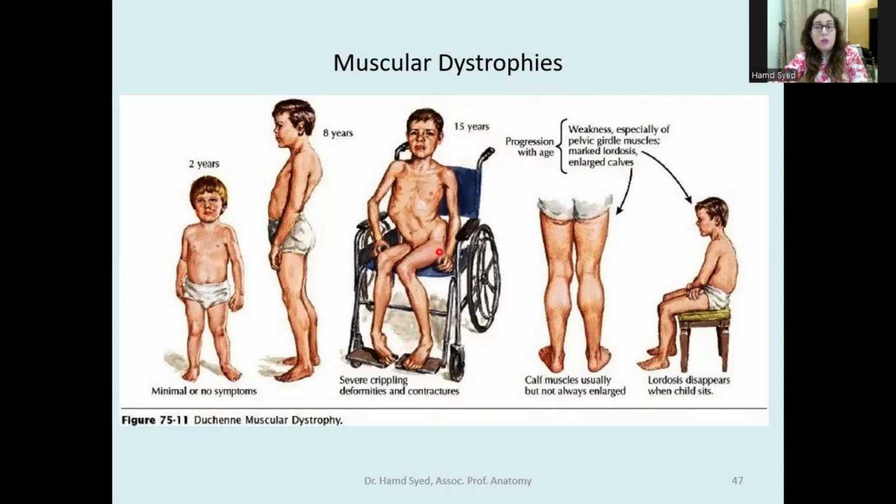He cannot walk. He's in a wheelchair. There are muscle contractures. And sometimes the calves might be large and prominent, but this is pseudohypertrophy because it is not because of hypertrophy of the muscles. This prominence of the calves is due to the collection of adipose tissue or fat. Also, the lordosis will typically disappear when the child sits. Such children have a lower life expectancy of less than 30 years of age.